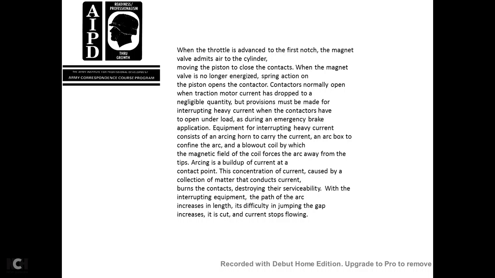The equipment for interrupting heavy current consists of an arcing horn carrying the current, the arc box confining the arc, and the blowout coil, by which the magnetic field of the coil forces the arc away from the arc tips. Arcing builds up the current at the contact tip points, and the concentration of current is caused by the collection of matter at the contact. The current burns the contact, destroying its serviceability while interrupting. The path of the arc increases the length and difficulty of jumping the gap, increases the resistance, and current stops flowing.